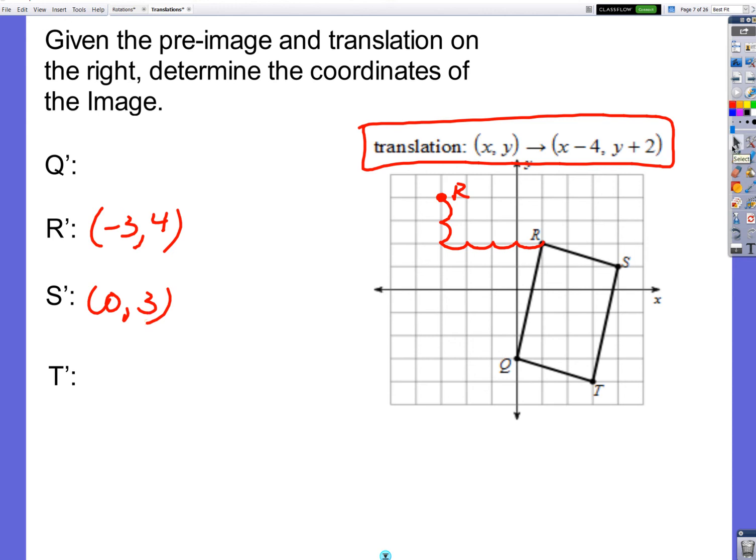If I do the same thing for Q, here's the wonders of technology. I can't do that on a quiz. No, on a quiz you can't, but you can count really well. Where's Q prime gonna be? Q prime, -4, -1. Very good. Sid the kid strikes again.